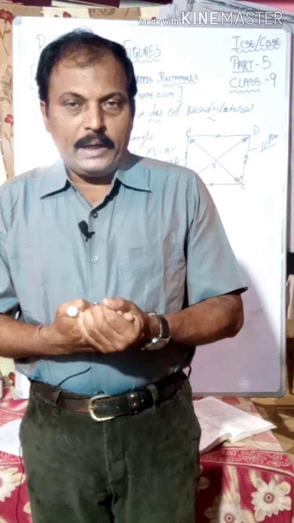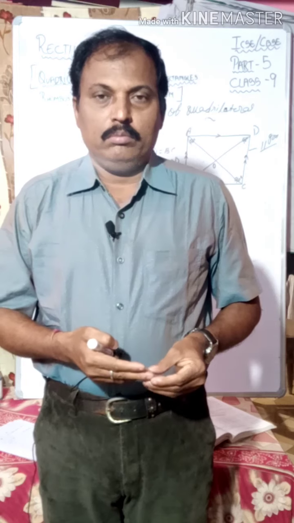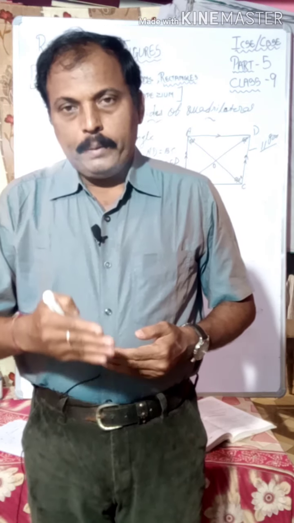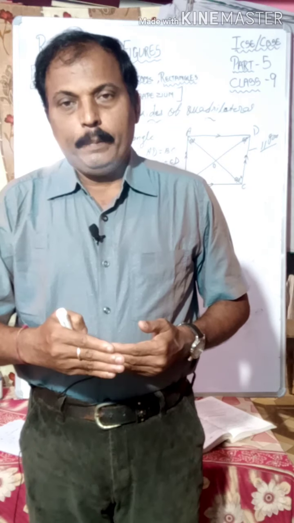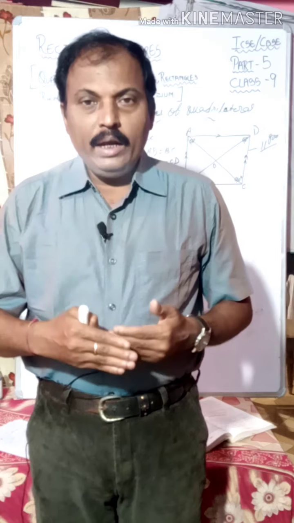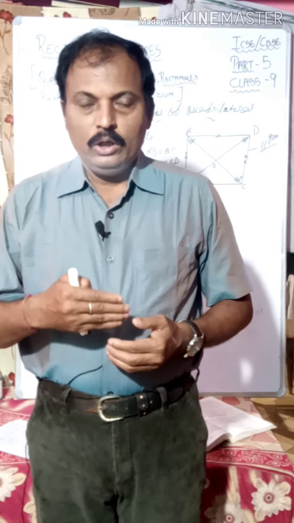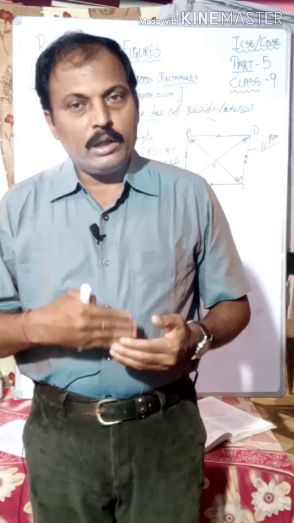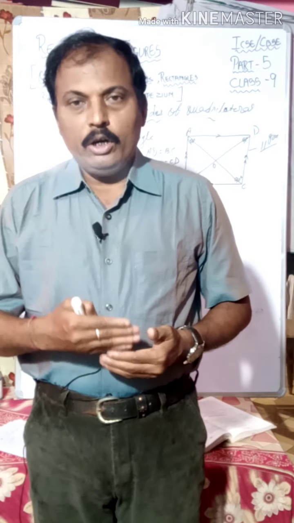So three special quadrilaterals are over: trapezium, parallelogram, rectangle. Then we will discuss many more points relating to square and rhombus in your next video. After that we will do some theorems.